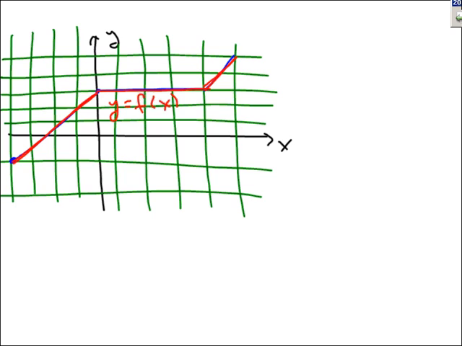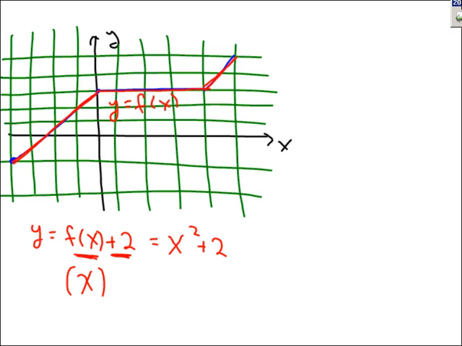And now you're being asked to graph y equals f of x plus 2. That means there's no horizontal shift. I didn't replace what was in the brackets with anything but x. But I am adding 2. That's a vertical shift. For example, if f of x was x squared, then this would just be x squared plus 2. We're just lifting everything 2 points.